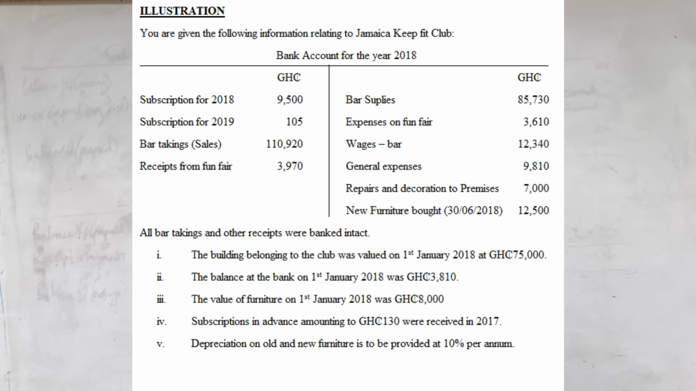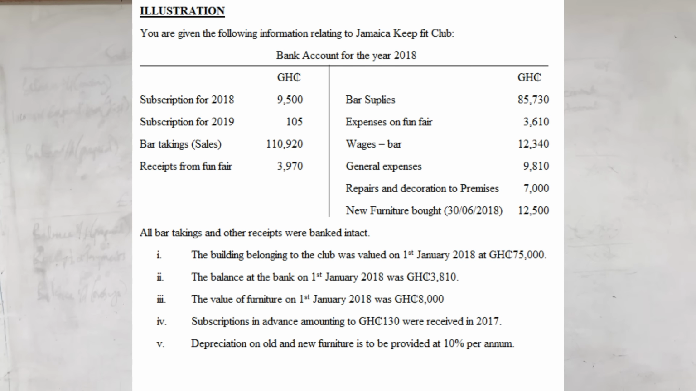We have subscriptions for 2018 on the debit side, and then subscriptions for 2019 also on the debit. That is 105. Then we have bar takings, that is sales, so in brackets, sales. Bar sales to be 110,920. We have receipts from fanfare. And then on the credit side, we have bar supplies, which is purchases.